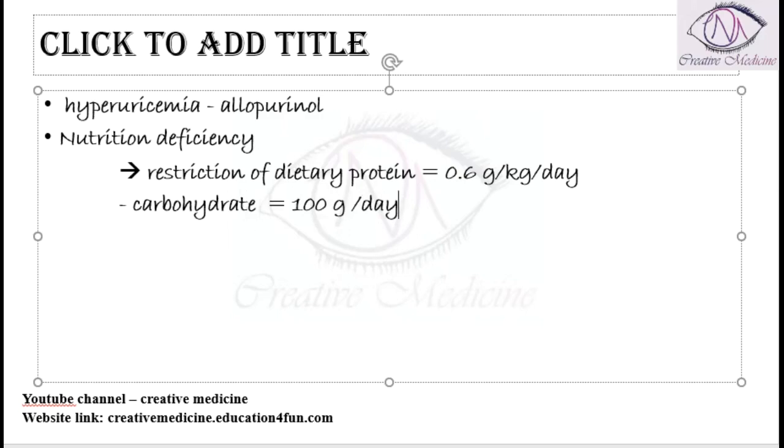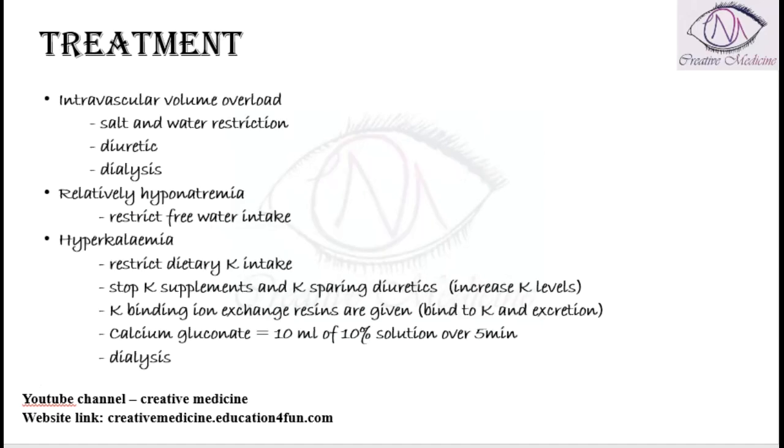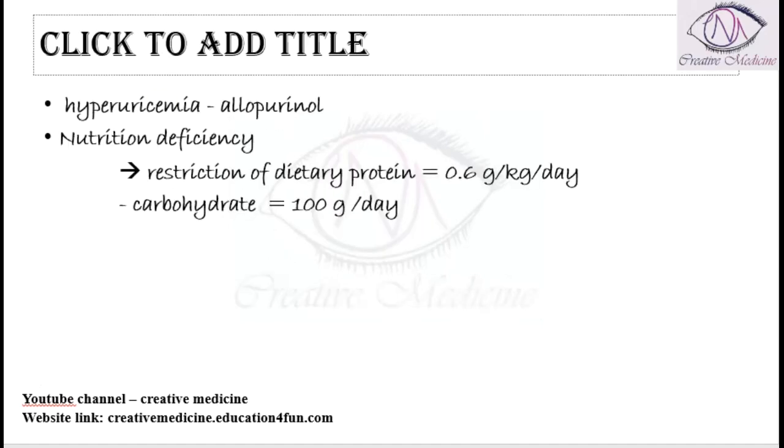Now, in acute renal failure, we said there is hyperphosphatemia. We'll see next.